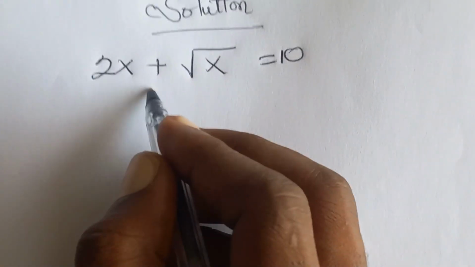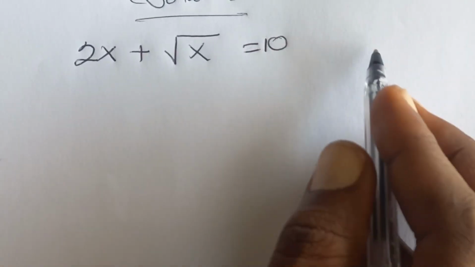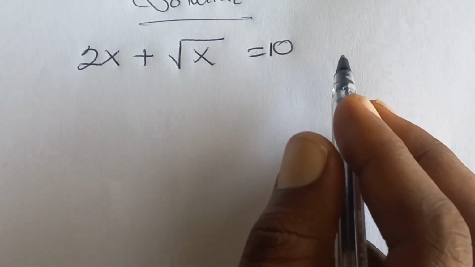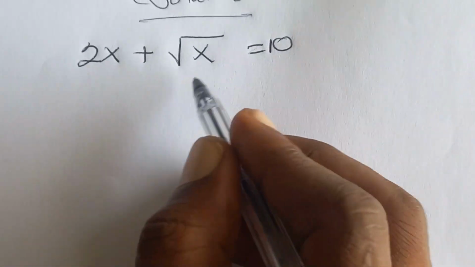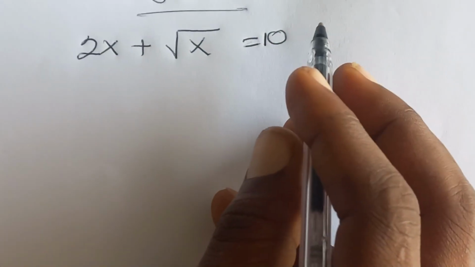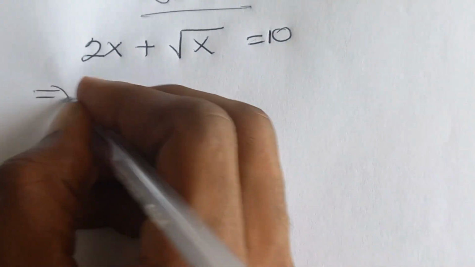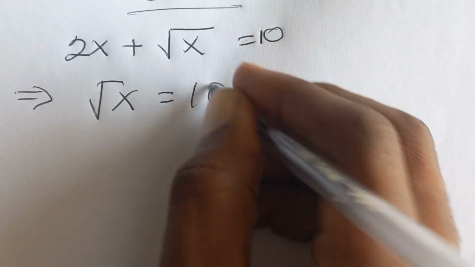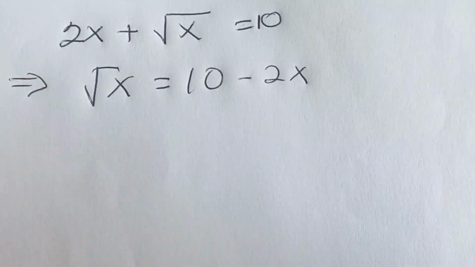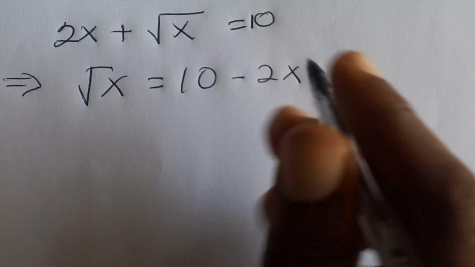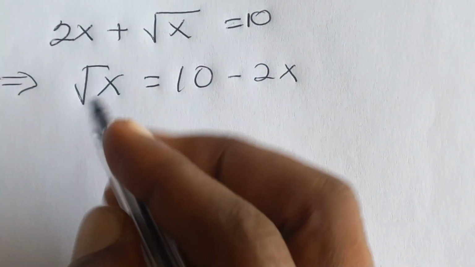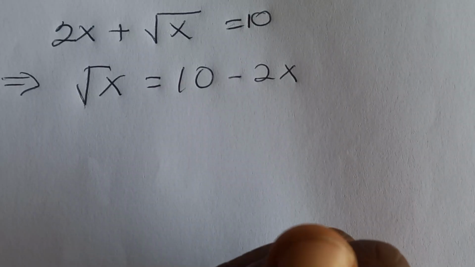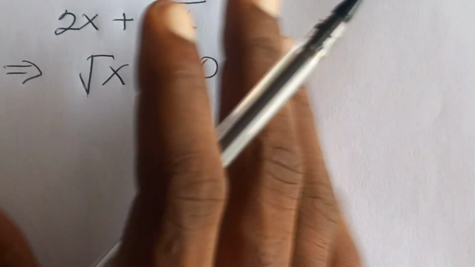We are having 2x plus square root of x is equal to 10. Okay? So to solve this, first of all, we have to make square root of x the subject. So root of x is equal to 10 minus 2x. Okay, so with this, we need to eliminate this square root. So to do this, we have to square both sides.